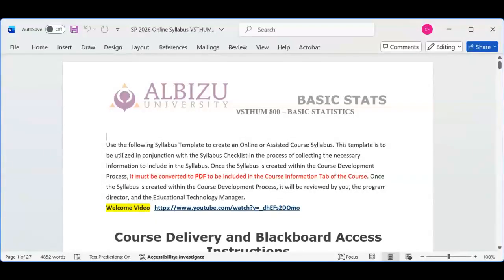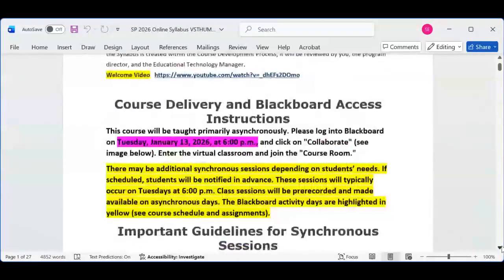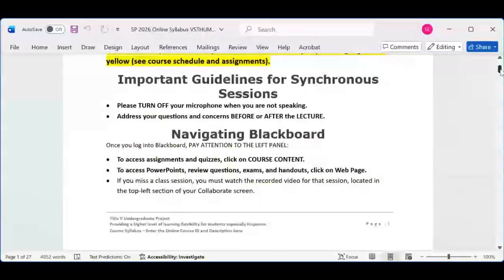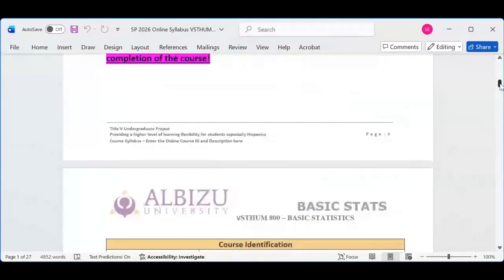Syllabus is in the Blackboard. You can read every word and page of it. But I will just cover the highlights of the syllabus so you will understand. The first page or two are just the instruction regarding how to use the Blackboard.